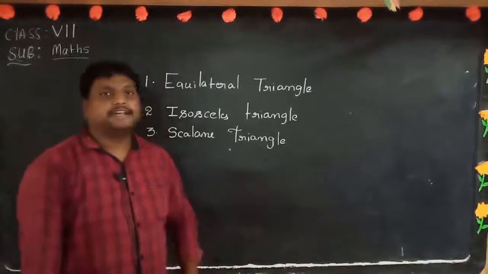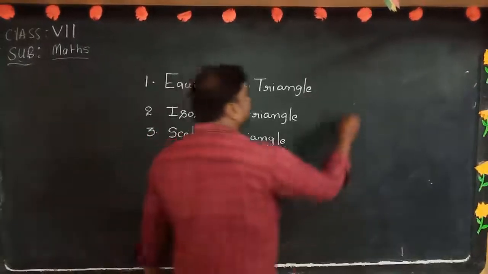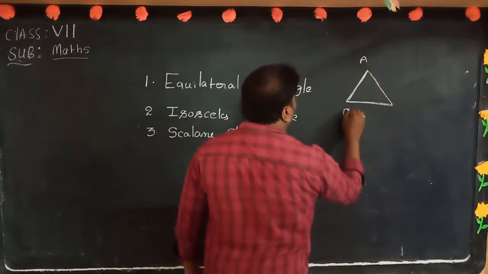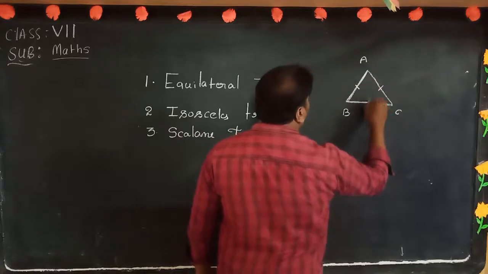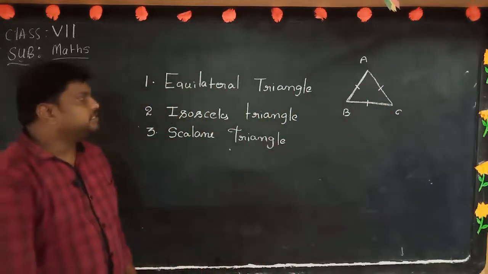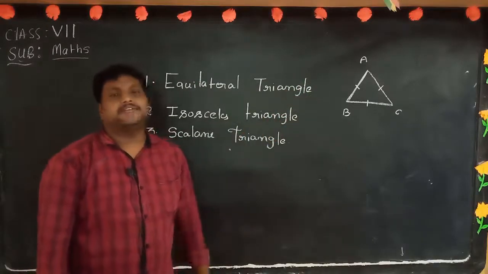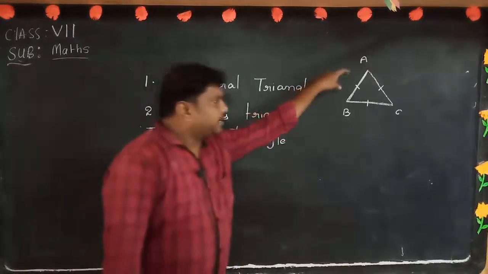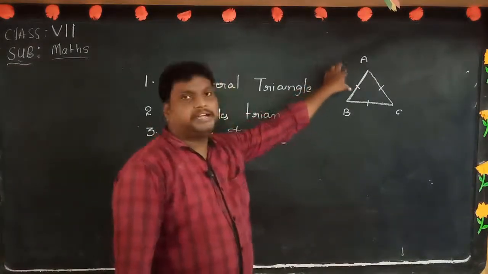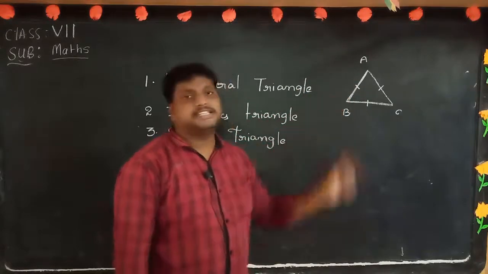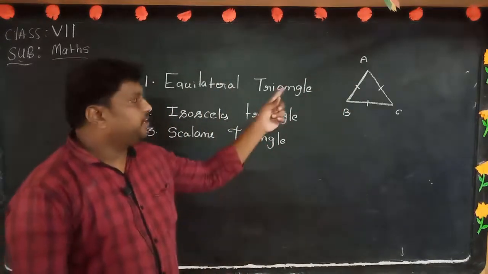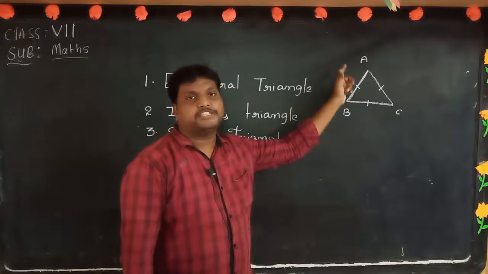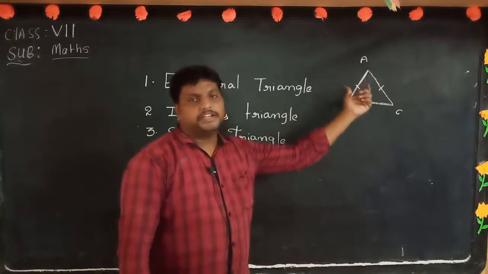Equilateral triangle is one type of triangle in which all sides are equal in length. If all sides are equal length, then that is called equilateral triangle. In that we can take AB measurement 5 cm, then BC and CA also we can take the measurement as 5 only. Automatically all 3 are equal: if one measurement is 5 cm, the remaining 2 are also 5 centimeters.